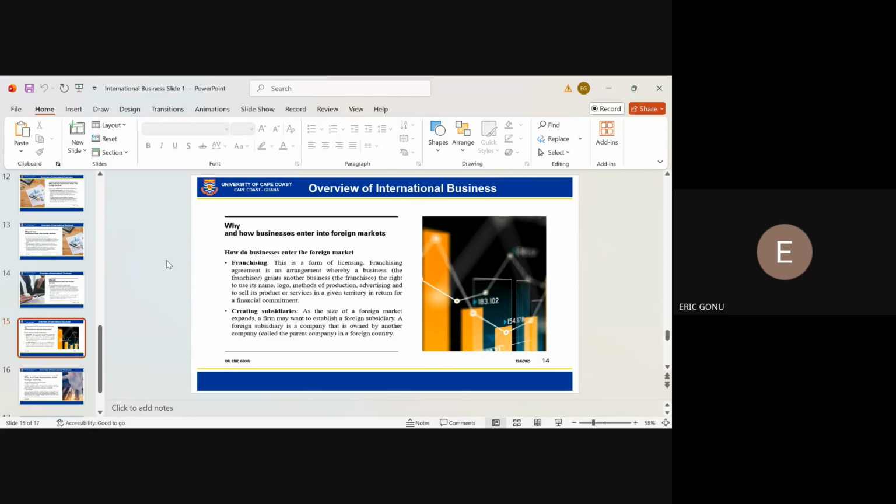Then the third one, fourth one that I can talk about is creating subsidiaries. As the size of the foreign market expands, a firm may want to establish a foreign subsidiary. A foreign subsidiary is a company that is owned by another company, called the parent company, in a foreign country.